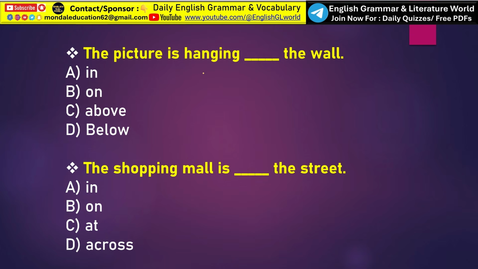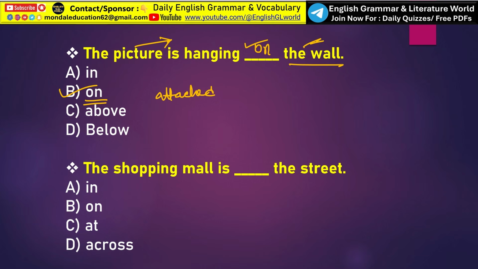Next, the picture is hanging dash the wall. So in this sentence the correct answer is option B, that is on. Actually, on is used when something is attached. So here the picture hangs attached to the surface of a wall. That's why we have to use the preposition on. The picture is hanging on the wall.